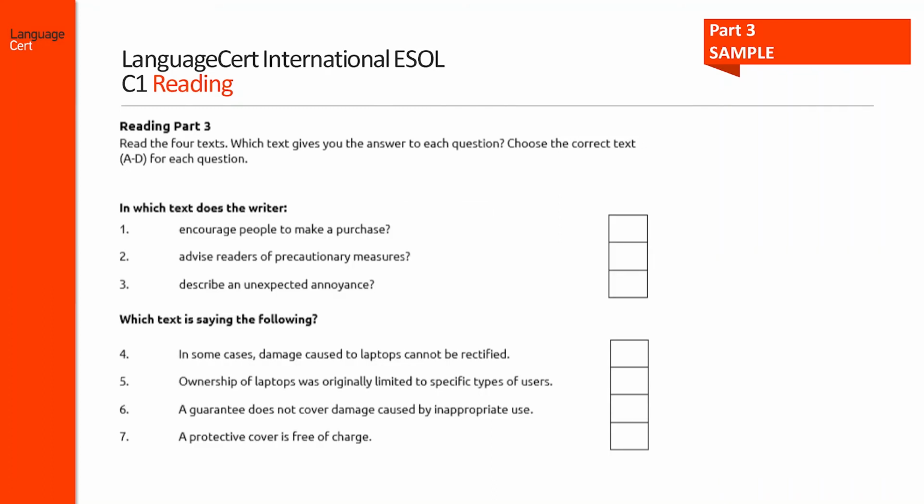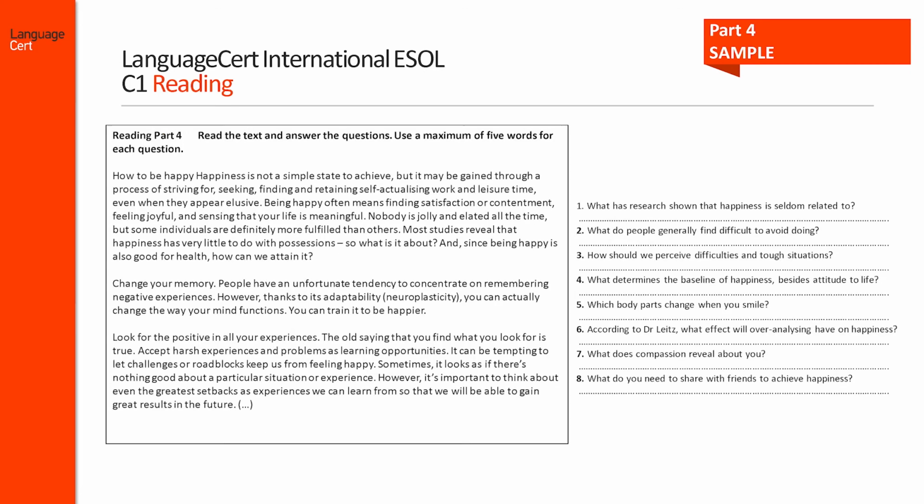Here are the 7 questions related to the 4 texts provided in Part 3. This is a sample of a typical task from Part 4, and it presents candidates with a continuous text which could be a narrative, descriptive, explanatory, expository, biographical, or instructive text. They need to answer 8 open-ended questions, and their responses should be no longer than 5 words each time.